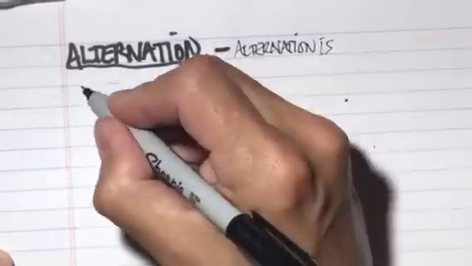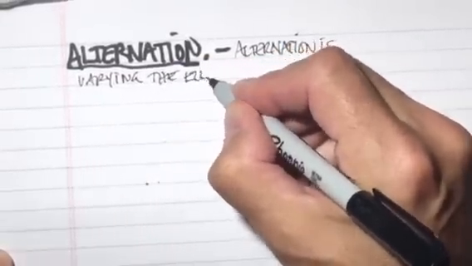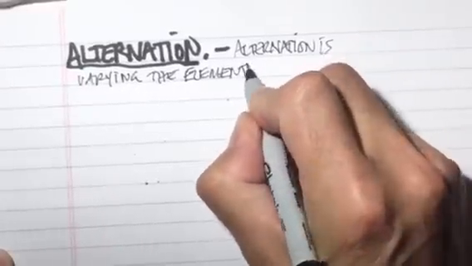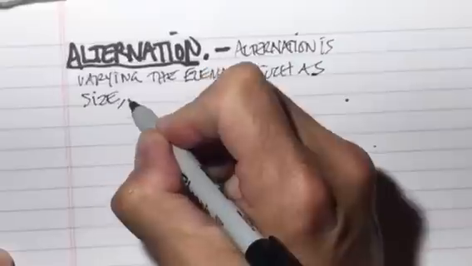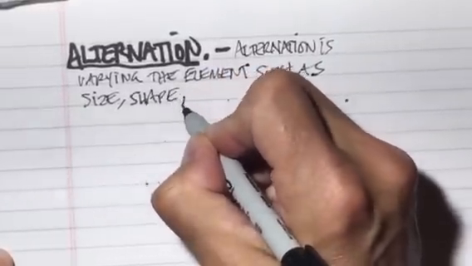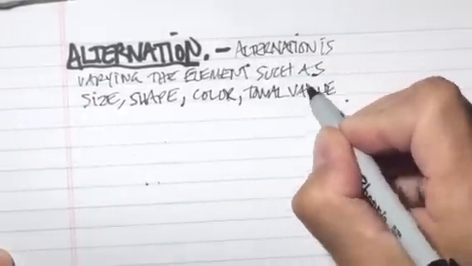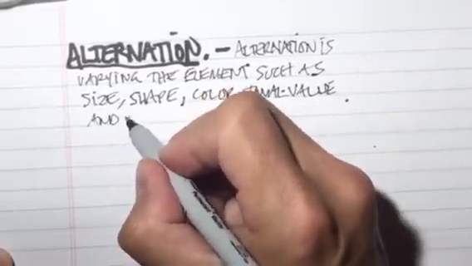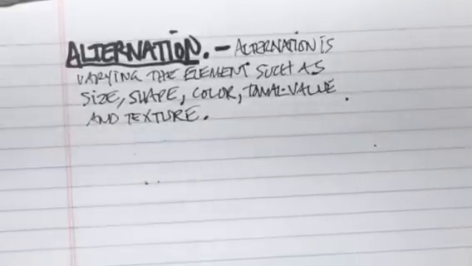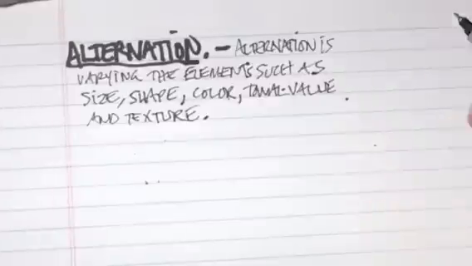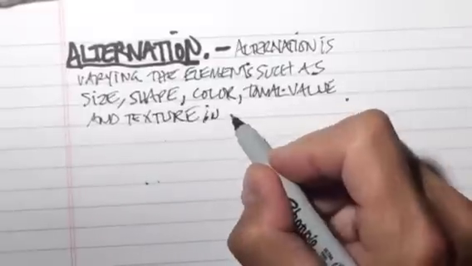Alternation is varying the elements such as size, shape, color, tonal value, and texture in our paintings.